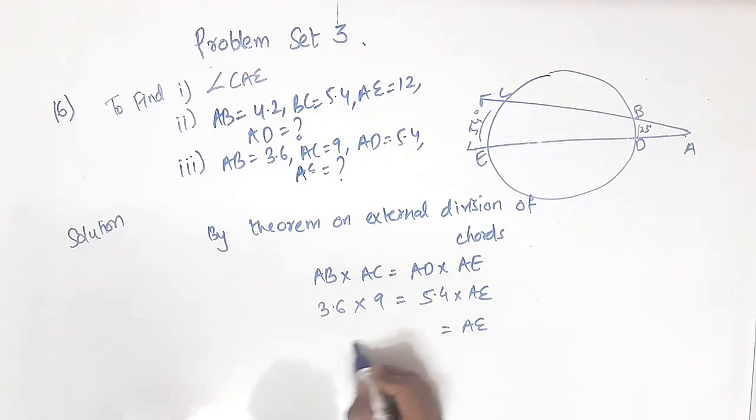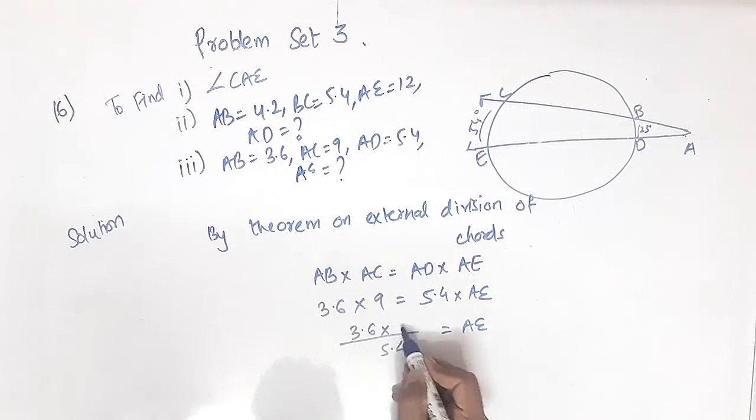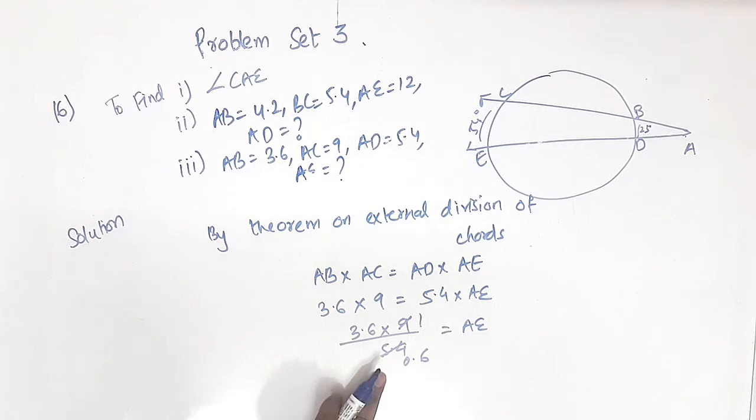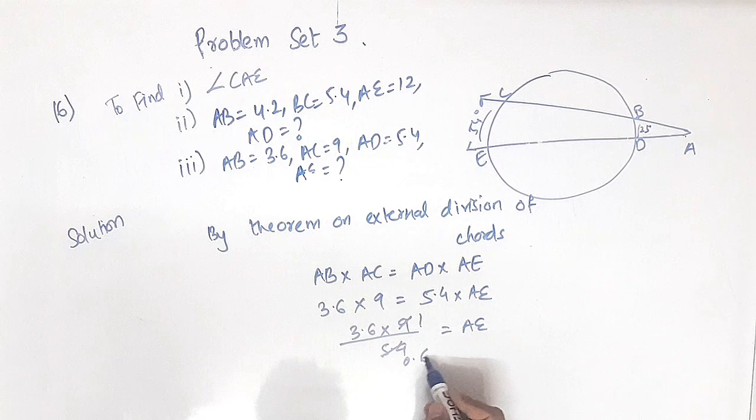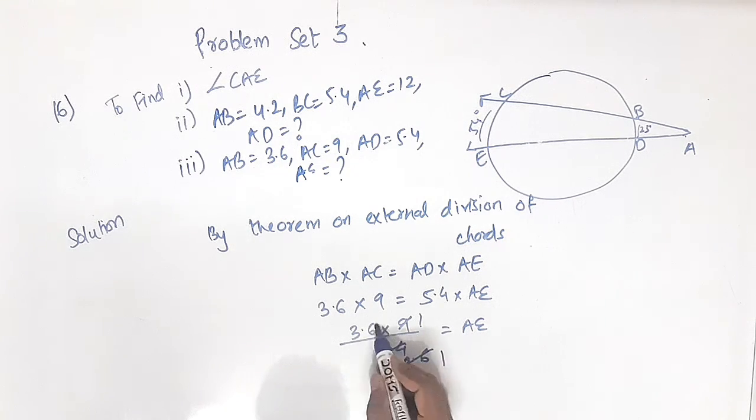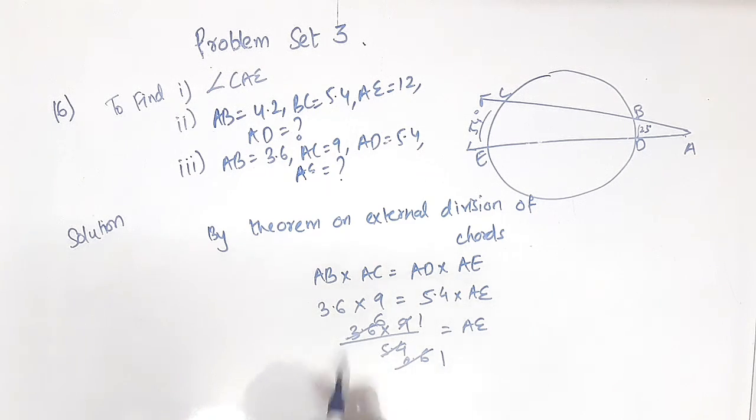So AE will stand here, 5.4 will go there in the denominator, and this is 3.6 into 9. Okay, 9 ones are 9, sixes are, but this will be 0.6, correct? So now I am taking 3.6 and 0.6. I can cancel this with 0.6. 6 ones are 6, 6 sixes are 36. So how much is AE? AE is 6. Okay, very simple. So let us move on to the 17th one.